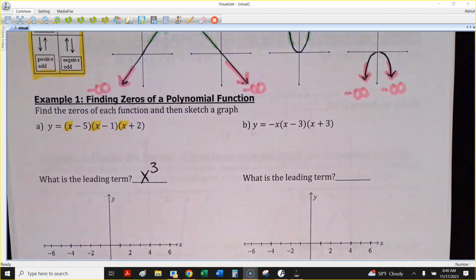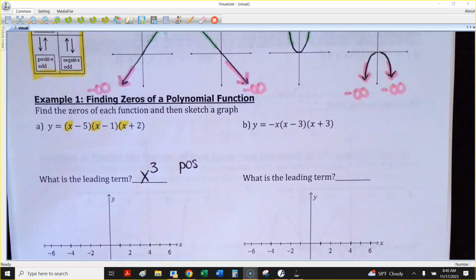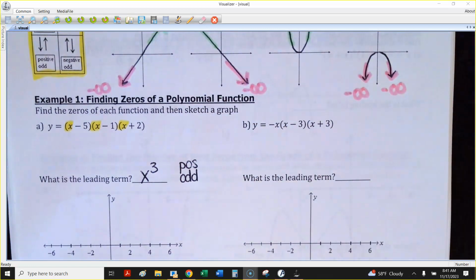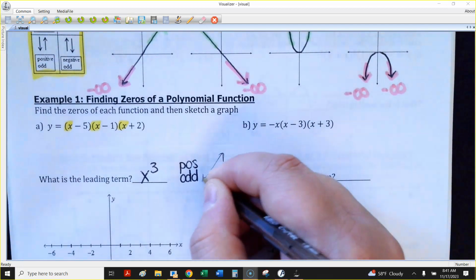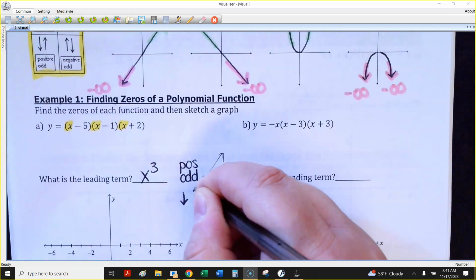So just x, multiply that together will give me x to the third. There's nothing that's making that negative, so this is going to be positive because I don't have a negative in front of it. And the exponent is 3. So the exponent is the degree, and 3 is an odd number. So this will be positive and odd. All right, so from my end behavior, this is going to act like a line that has a positive slope. So it's going to go down at the beginning of the graph and then up at the end.